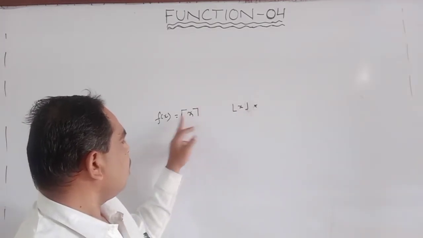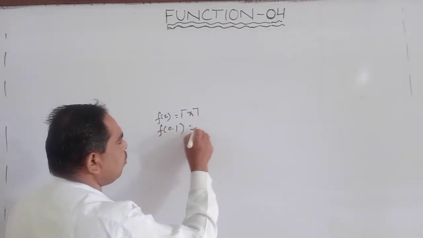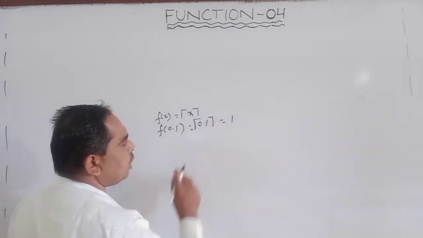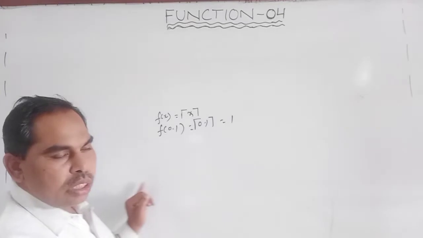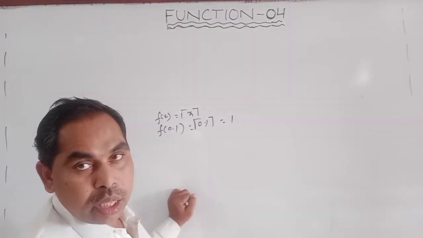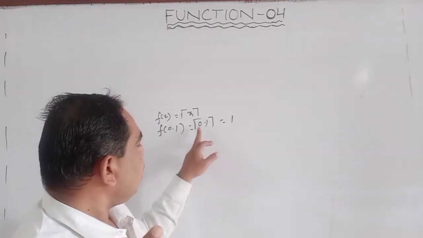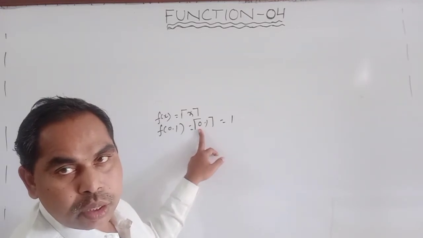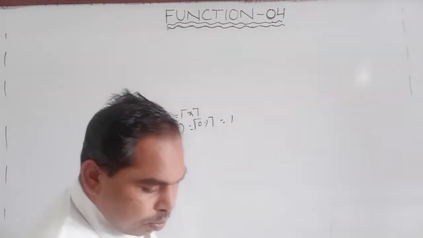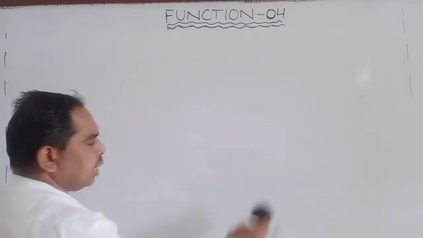Least integer function, and f of 0.1 least integer is equal to 1. Means when x lies between two consecutive integers, we choose the upper one. In case of greatest integer, we choose the lower one. In case of least integer, we choose the greater one. Okay, so 0.1 lies between 0 and 1. So least integer of 0.1 is 1. Okay, so domain of this function is also real numbers and range is set of integers Z.